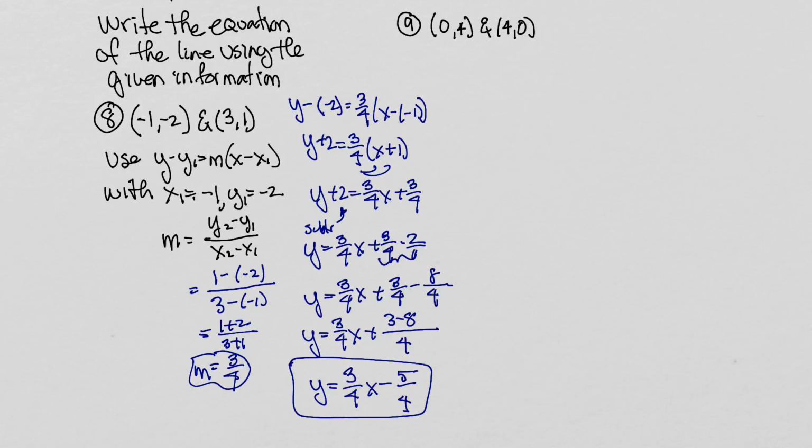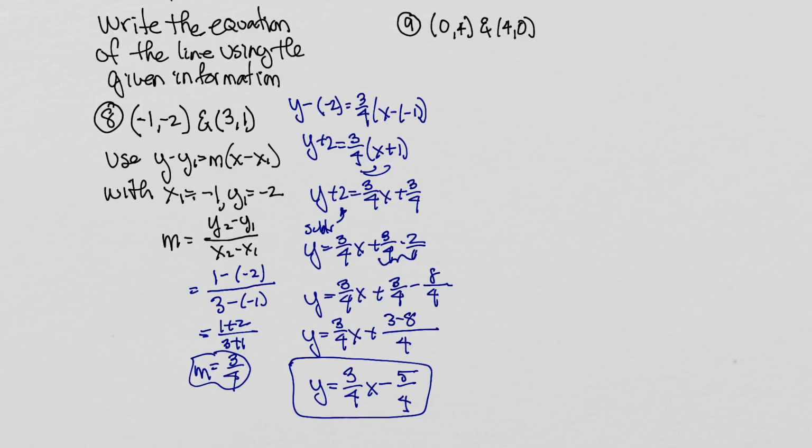Now here in 9, we're given these two intercepts, right? Do you recognize them as intercepts? This is, what do you think, x or y? There's no horizontal movement, but 4 up on the y. This is the y-intercept. This is the x-intercept.